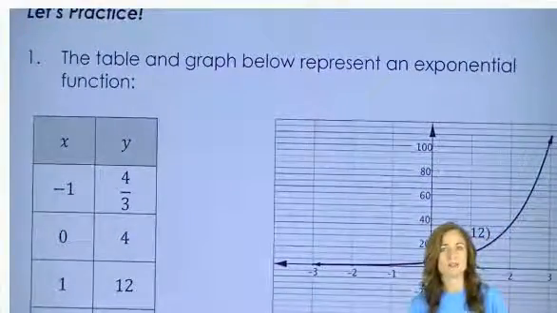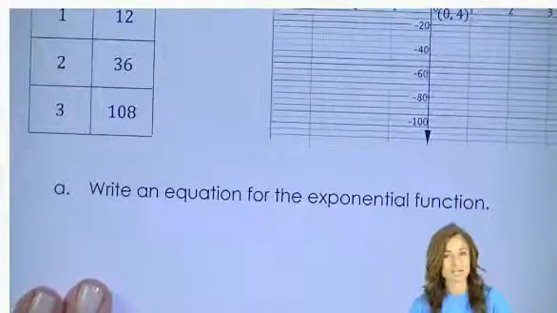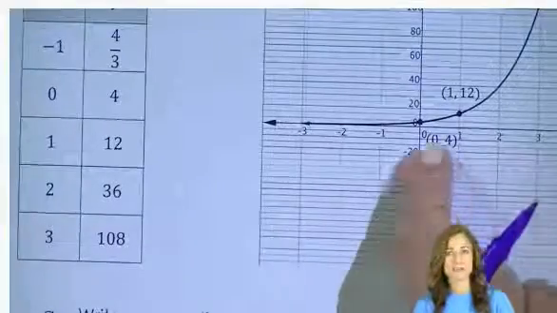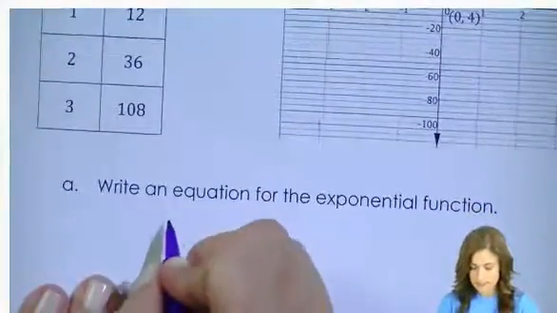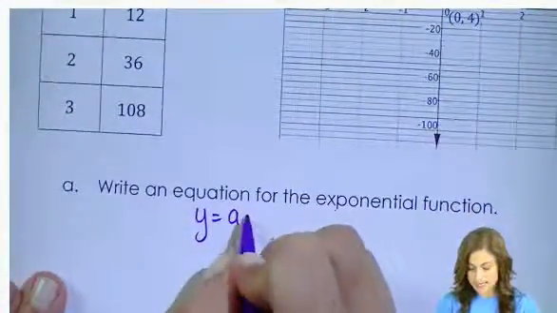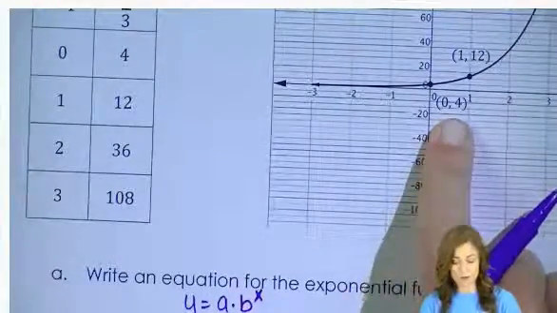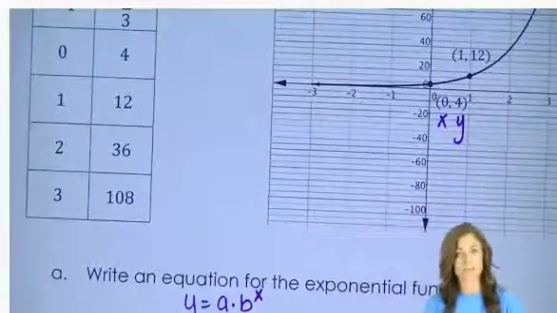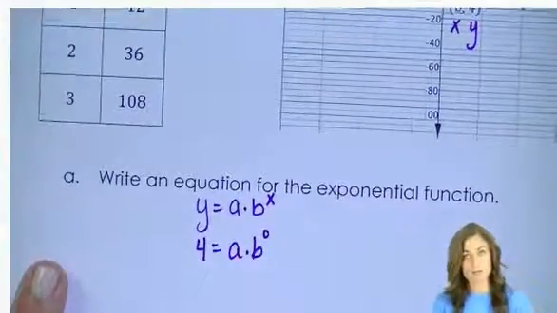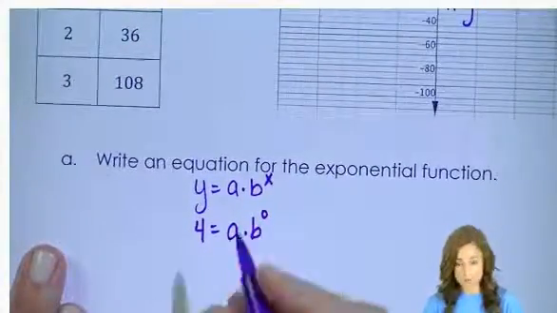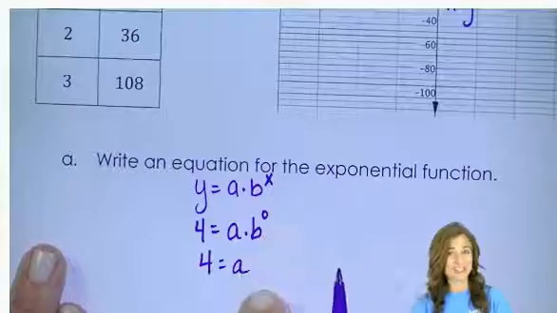The table and the graph below represent an exponential function. Write an equation for the exponential function. Well, again, I'm going to use these 2 points, my y-intercept, and where x is 1, (1, 12). Remember, it's y equals a times b to the x. So I'm going to start out with that y-intercept of (0, 4), and I'm going to plug in 0 for x and 4 for y. So 4 equals a times b to the 0. Anything to the 0 becomes 1. So that's 4 equals a, because a times 1 is just a.